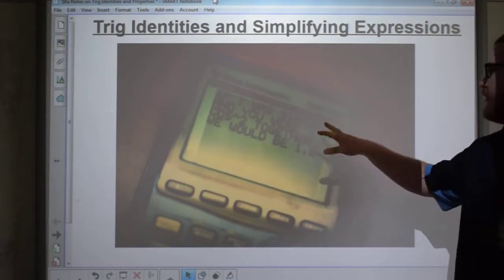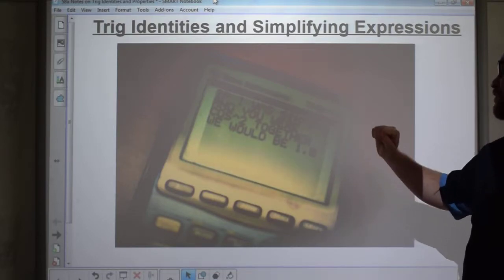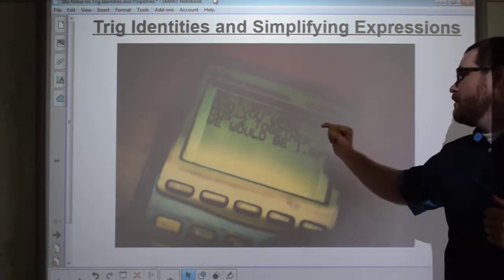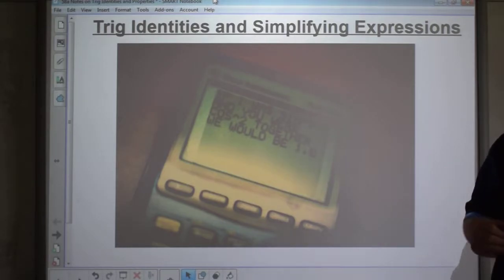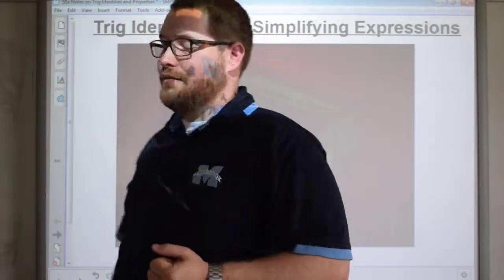Today we're going to talk about trig identities and how we use them to simplify expressions. It's kind of hard to see on the calculator here, but it says if I were sine squared, terrible grammar, and you were cosine squared, together we would be 1. It sounds corny, but it's true.